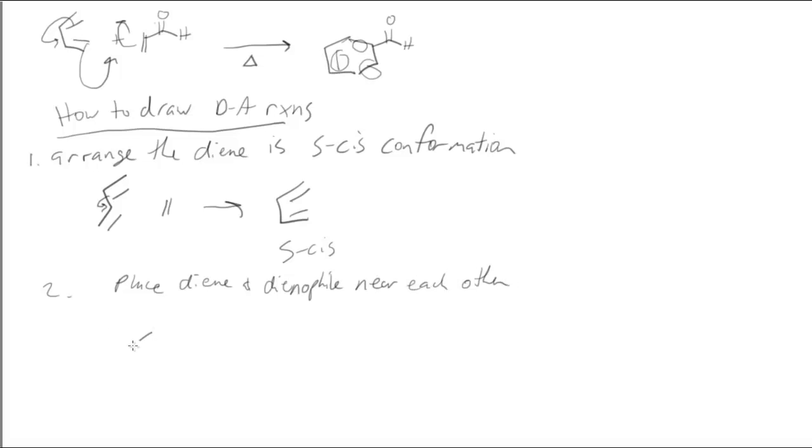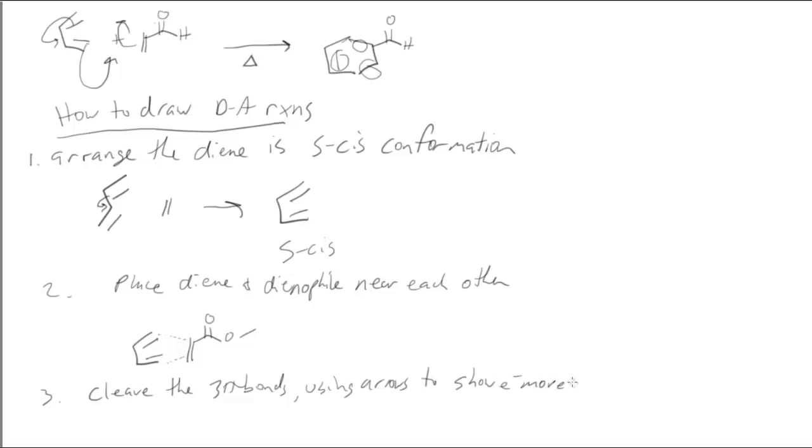Next, you want to place your diene and dienophile near each other so that it's almost in the shape of a six-membered ring already. So if you see here, if I just drew those dashes there, that would make it into a six-membered ring. So it's already close to being a six-membered ring. And then third, you want to cleave the three pi bonds using arrows to show electron movement and draw in the new bonds that are forming.